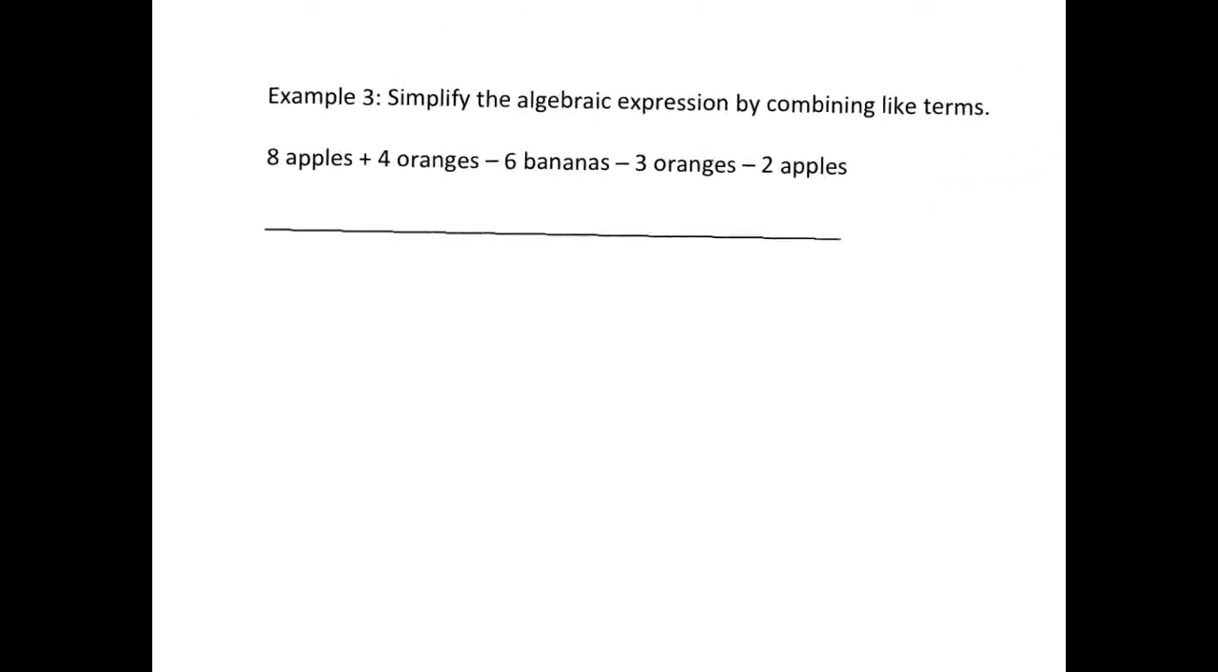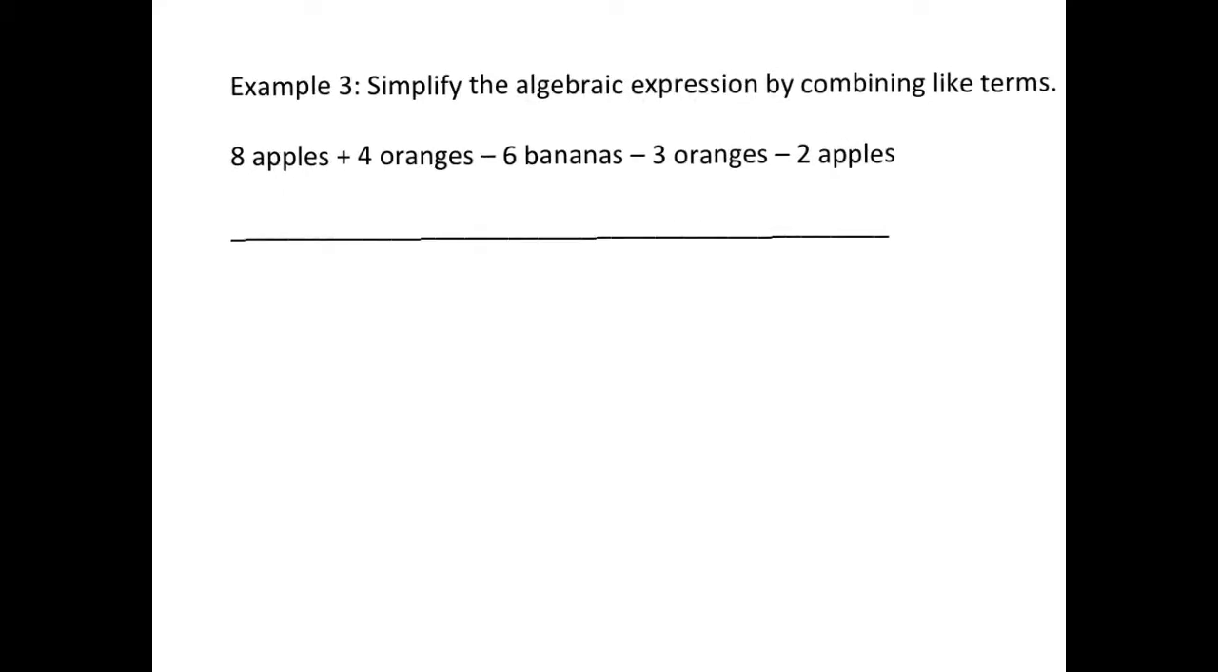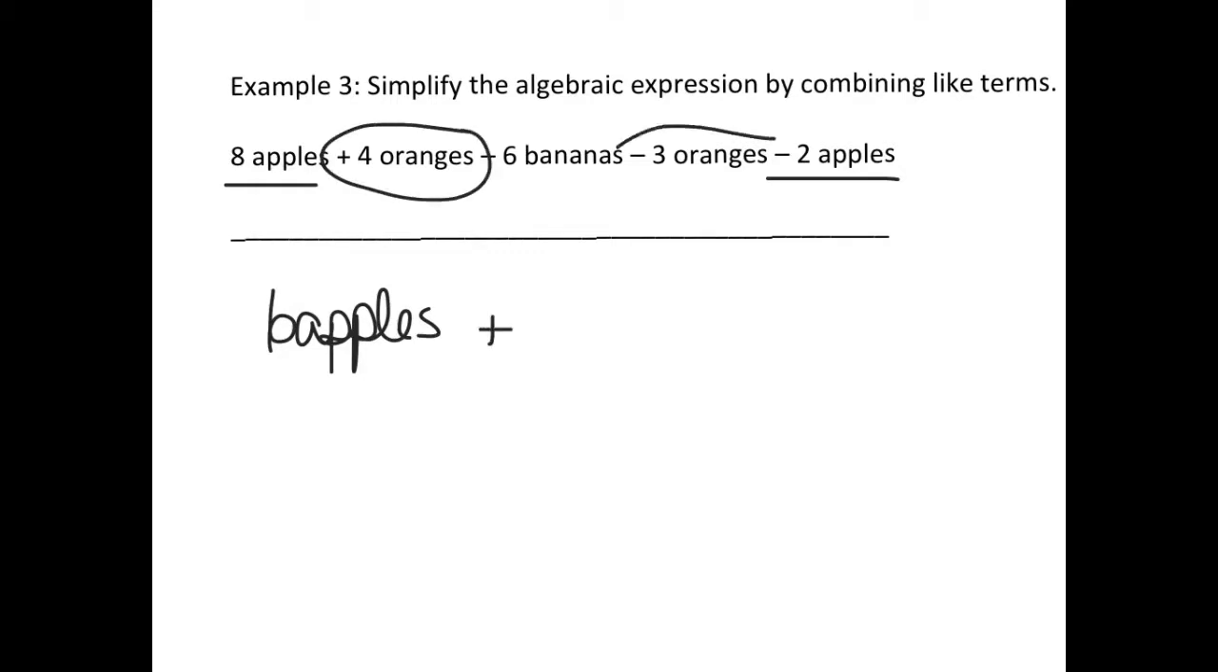Our last example, we are going to simplify the algebraic expression by combining like terms. But this one is a little bit different because you see that I have 8 apples and -2 apples. 8 minus 2 is 6 apples. So I'm using things instead of variables. 4 oranges minus 3 oranges leaves me with 1 orange. And a negative 6 bananas.